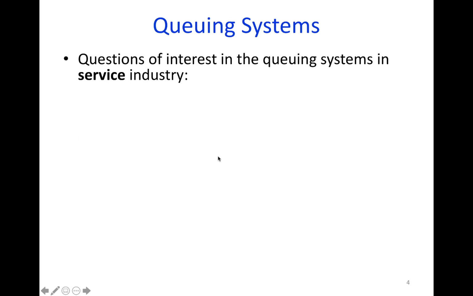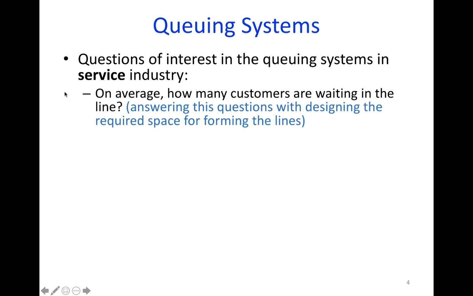So again, if we go to the queuing systems in the service industry, one of the main questions that we want to answer is, on average, how many customers are waiting in the line in this system? Okay, answering that question can help, for example, to see what is the space we need to accommodate all those customers that are waiting. So that can help, for example, the bank to think about the size of the bank or the size of the room in which the customers are going to wait.